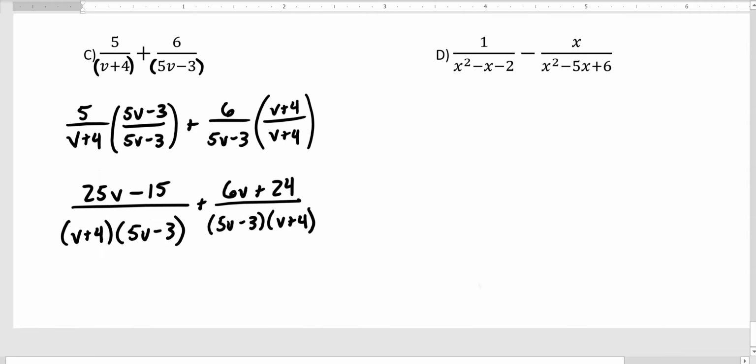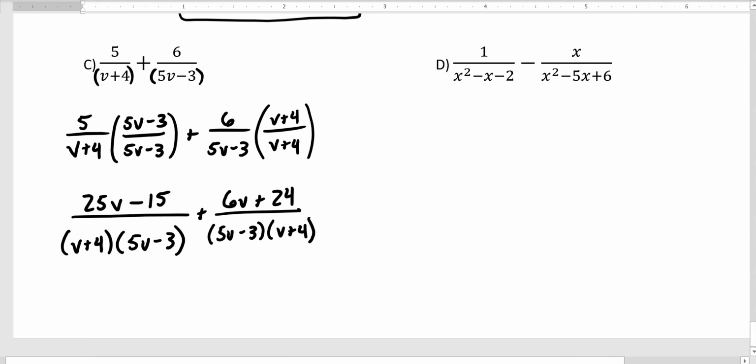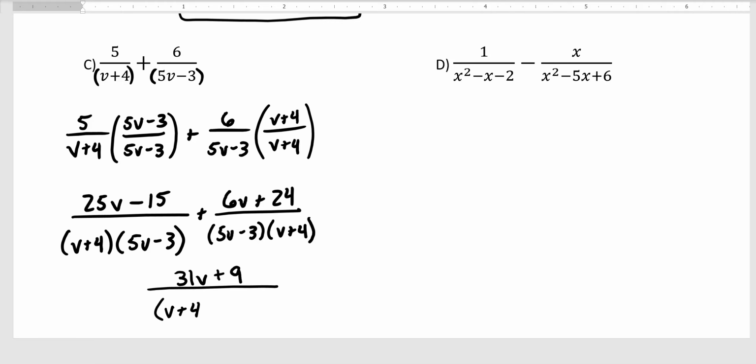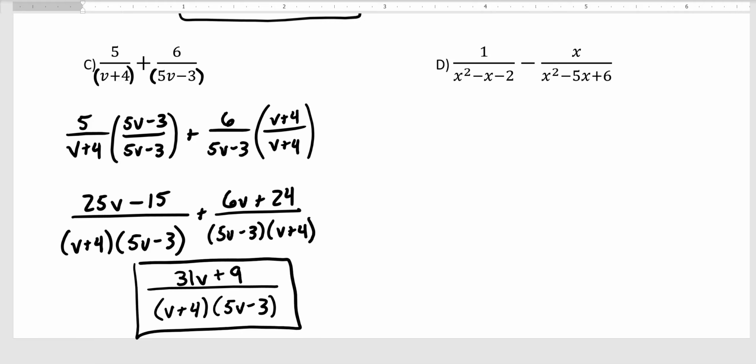All right, let's see here. So combine our like terms. 25v plus 6v would give me 31v. Negative 15 plus 24 would be plus 9, so that would be my numerator. And then remember, my denominator doesn't change, so it would still just be v plus 4 times 5v minus 3. And that would be the sum of this addition problem.